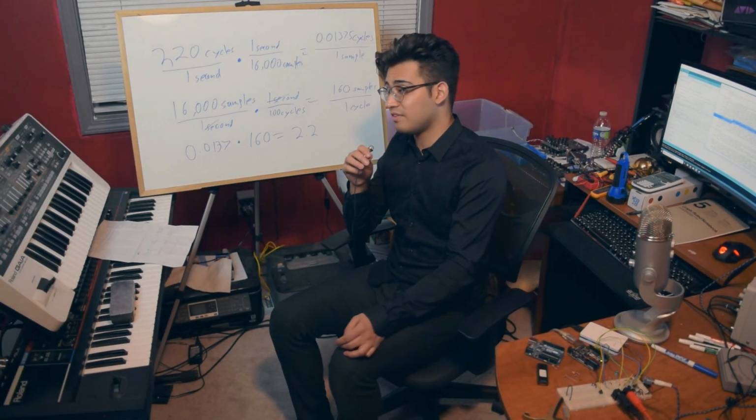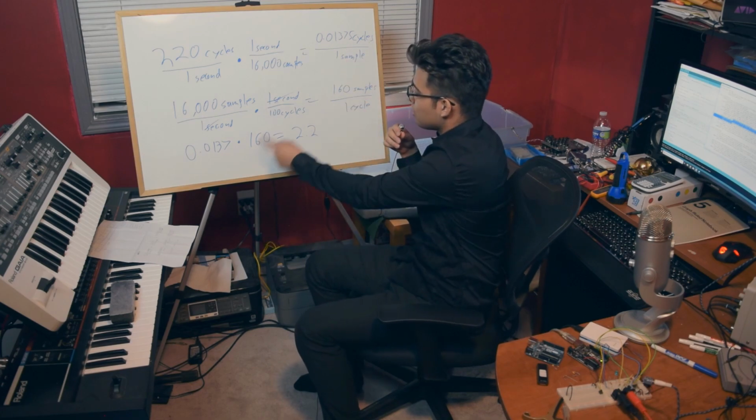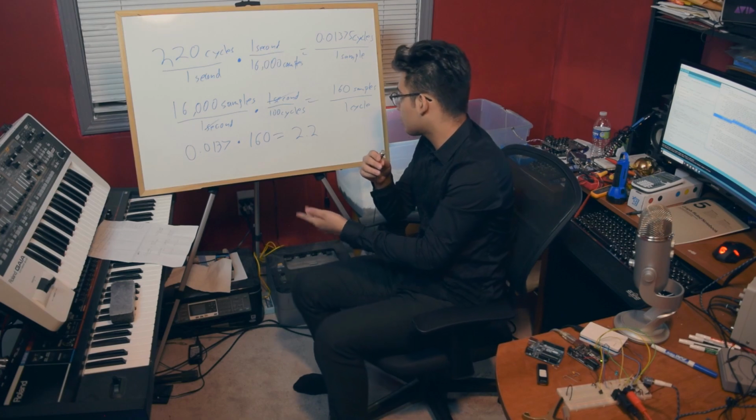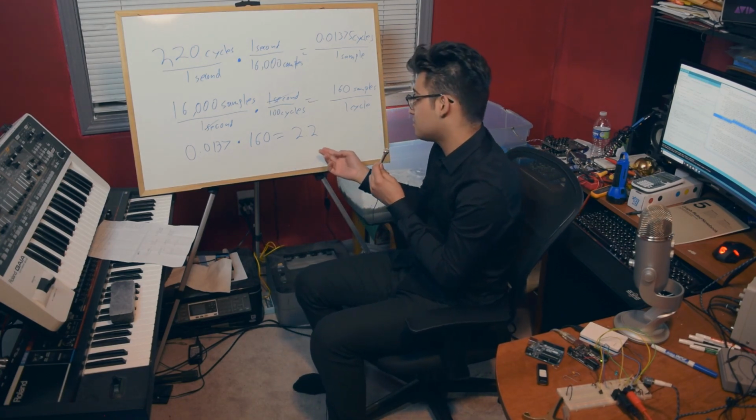So that's different. How do we get the correct value? Well, that's pretty simple actually. Basically we just take this value and multiply it by 160, since that's how many samples we have in one cycle, and what we end up with for this case is 2.2.